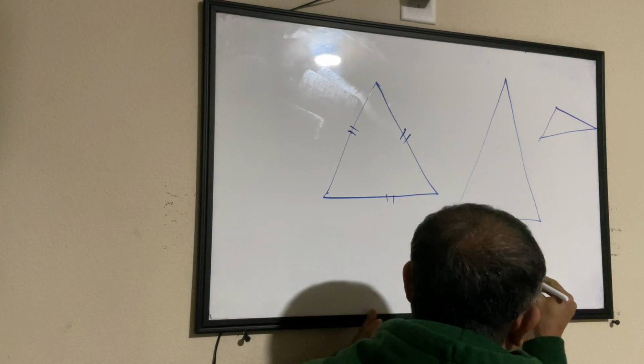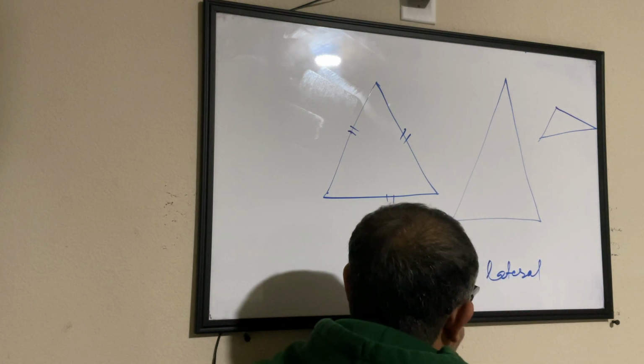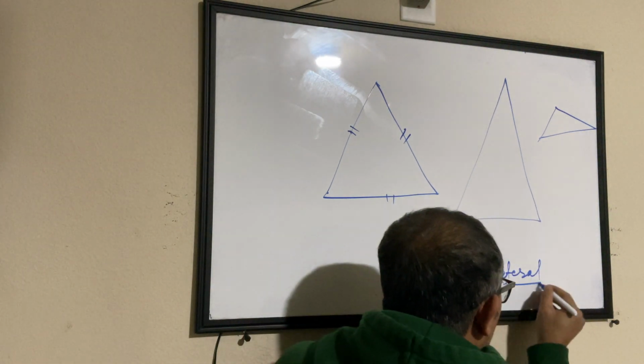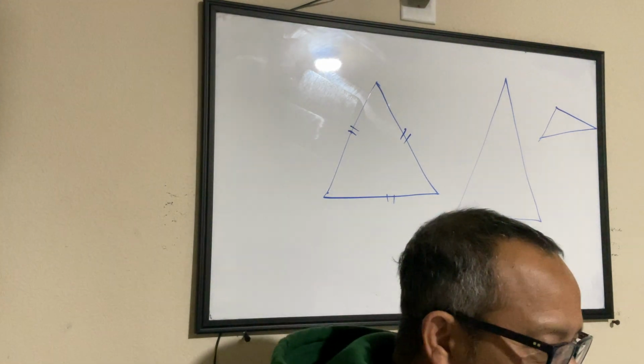Equilateral. This is a short form of equal. Okay, this is a Greek word. And lateral means side.